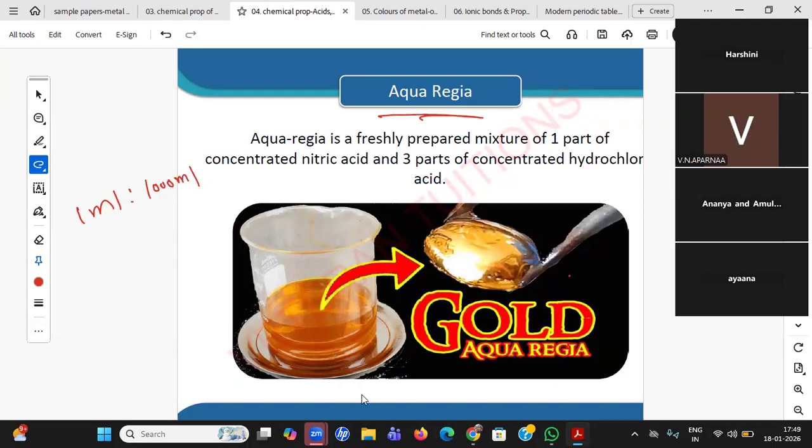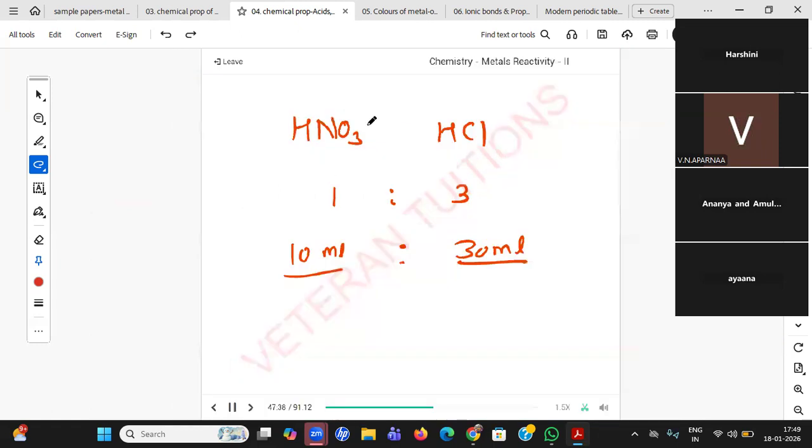How is it 1 is to 3? Okay, in aqua regia you are saying, yes, you are absolutely right. In aqua regia, it is 1 is to 3. So what is aqua regia? Nitric acid and hydrochloric acid. So it is 1 is to 3. Please remember, you should not say 3 is to 1 here, it's the reverse. Sir, isn't it 3:1? Three parts of HCl, one part of nitric acid. In the textbook, it is mentioned as 3:1.